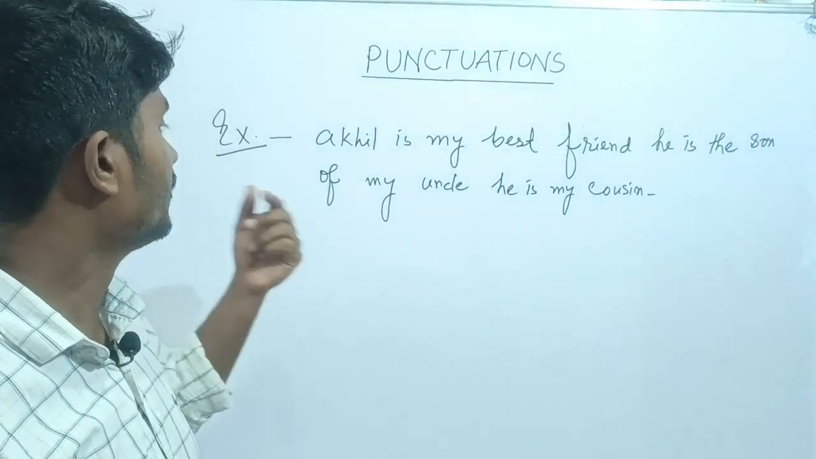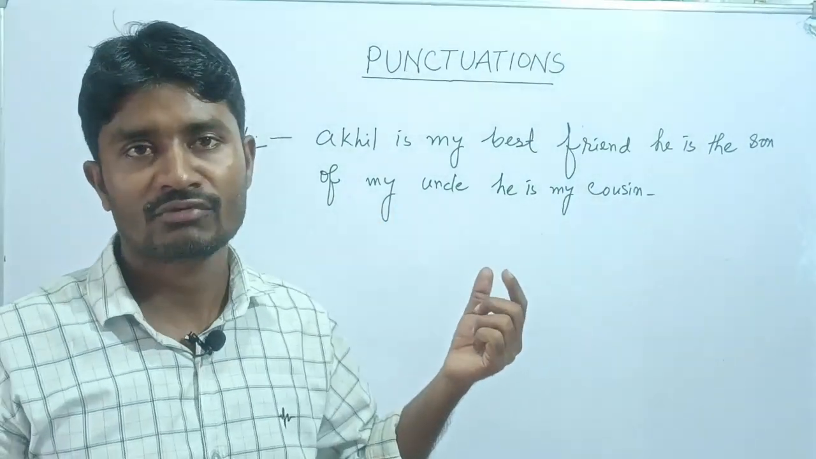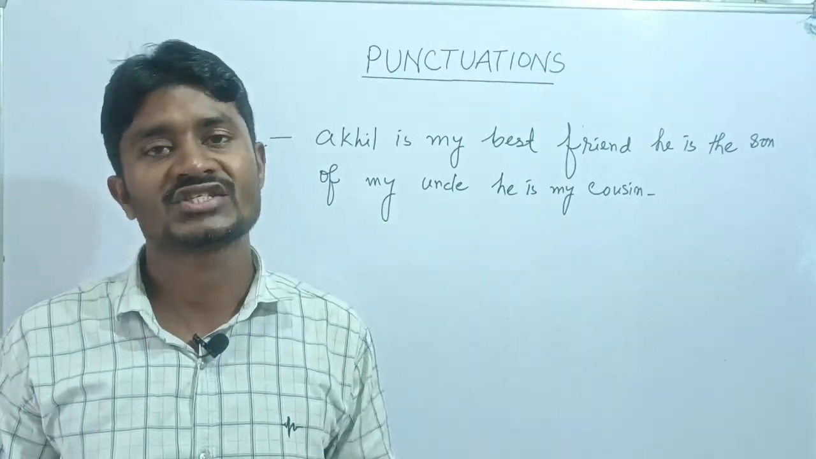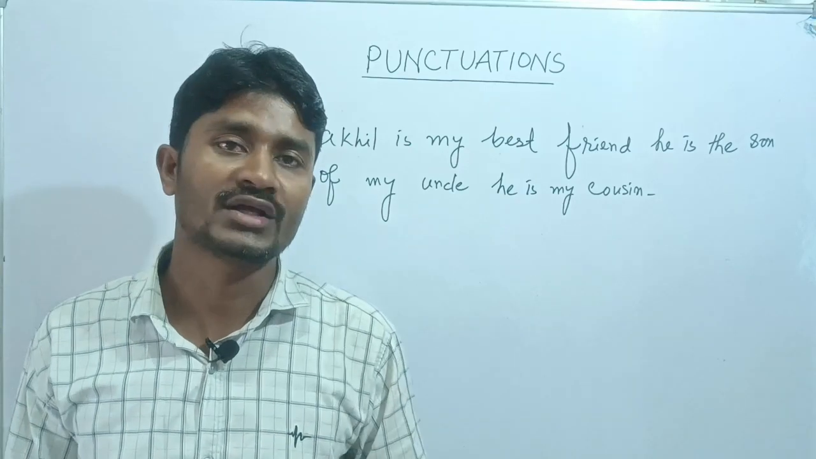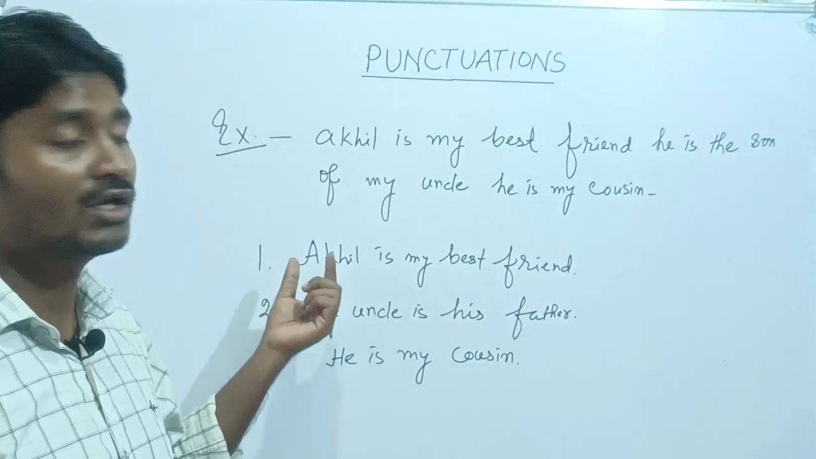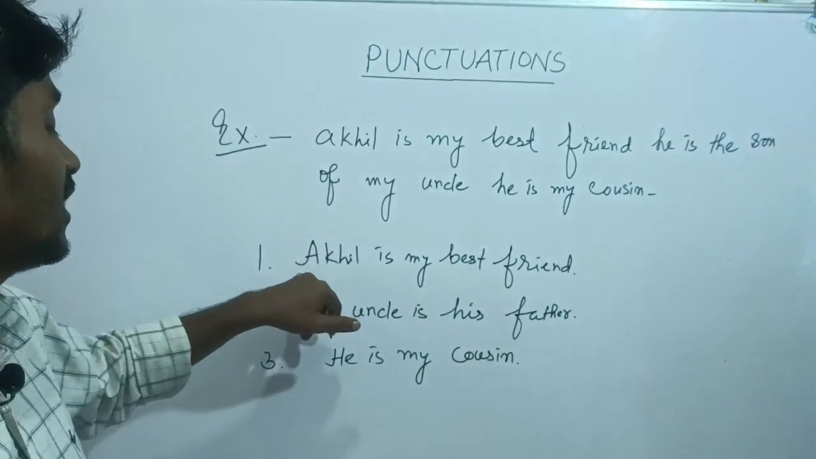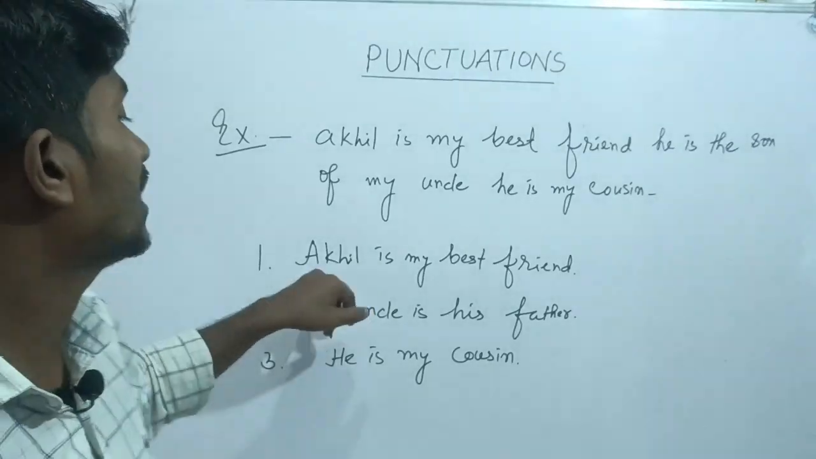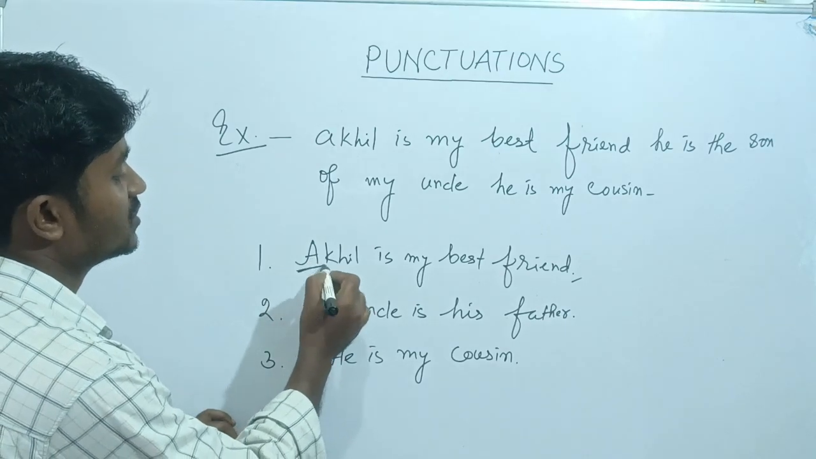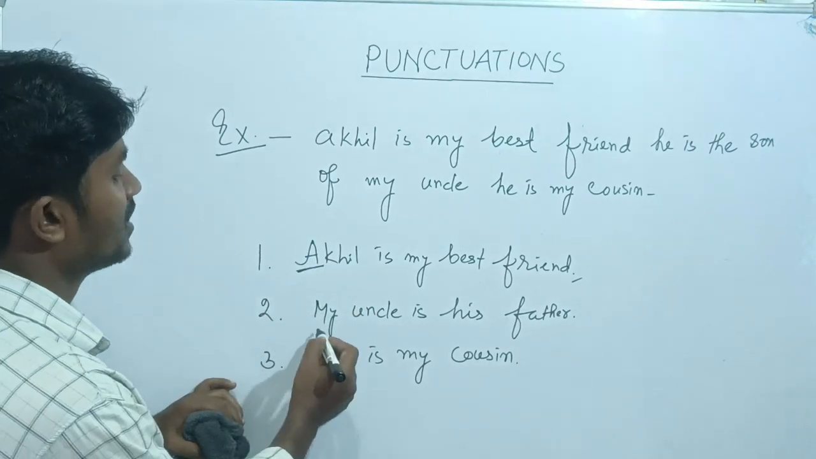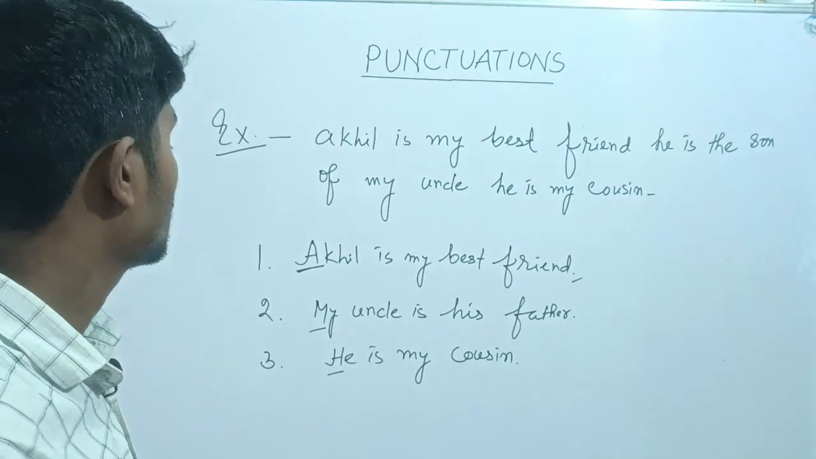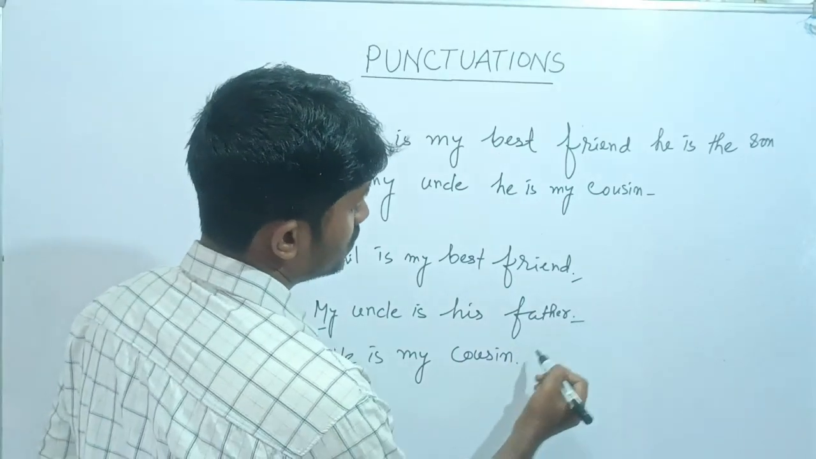For example, I have written a few words on the blackboard. You can say, though these words make sense, they are not written properly. So let's write these sentences differently. In these sentences, you notice that each sentence starts with a capital letter and ends with a full stop. For example, number 1, Akhil, the first letter is capital. My, the first letter of a sentence is capital, and he, the first letter of a sentence is capital, and at the last we use a full stop.